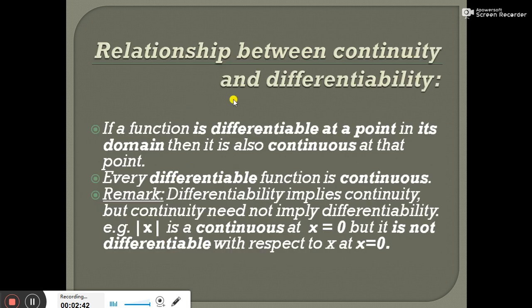And now the relationship between continuity and differentiability. If a function is differentiable at a point in its domain, then it is also continuous at that point. Every differentiable function is continuous, but a continuous function may or may not be differentiable. Differentiability implies continuity, but continuity need not imply differentiability. For example, mod of x is continuous at x equal to 0, but it is not differentiable with respect to x at x equal to 0.